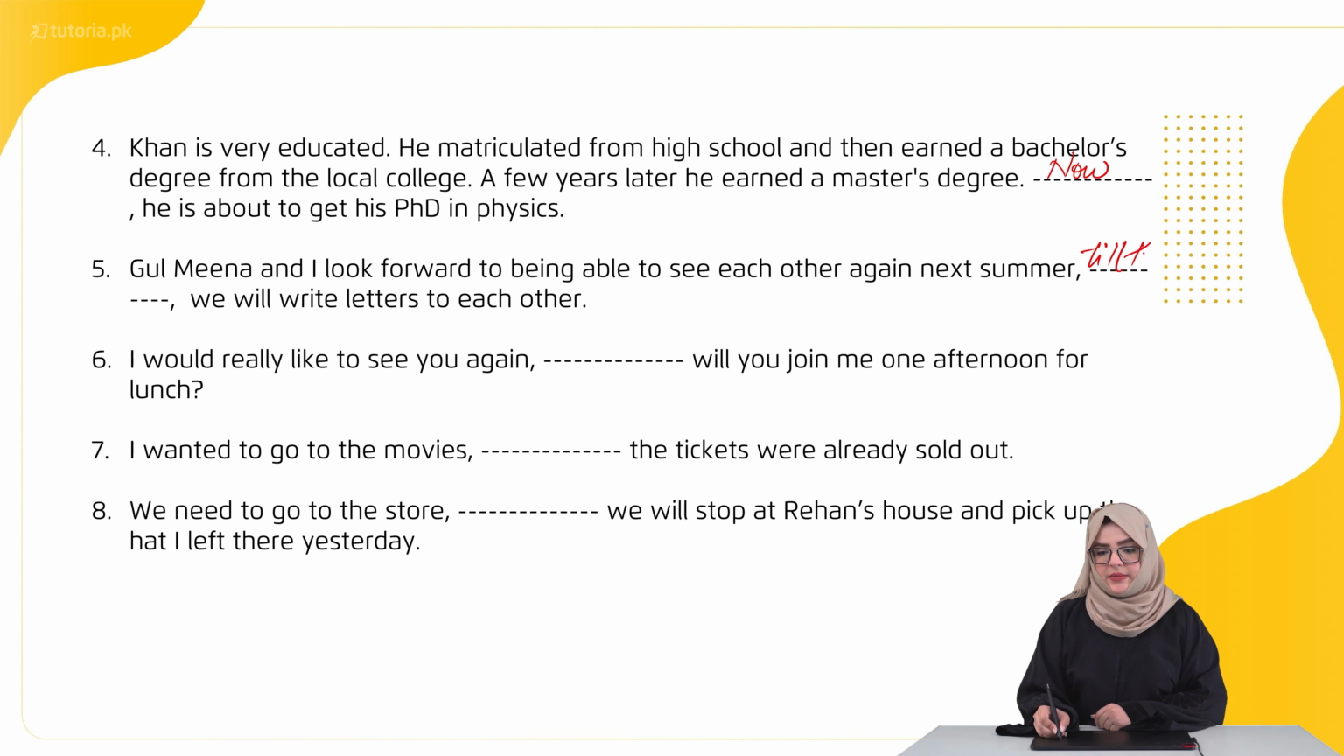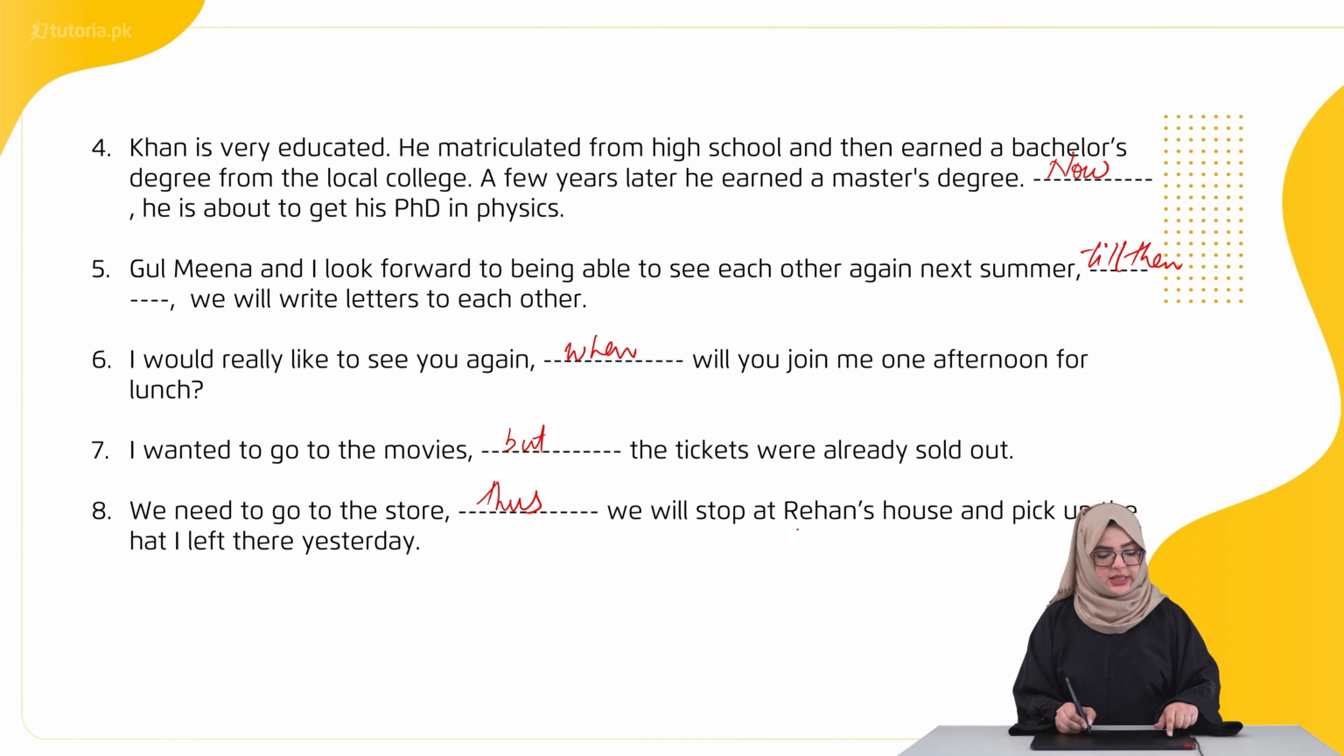Till then. Sixth is: I would really like to see you again. Dash, will you join me one afternoon for lunch? When will you join me one afternoon for lunch? Seventh is: I wanted to go to the movies. Dash, the tickets were already sold out. But the tickets were already sold out. Eighth is: we need to go to the store. Dash will stop at Rehan's house and pick up the hat I left there yesterday. This will stop at Rehan's house.